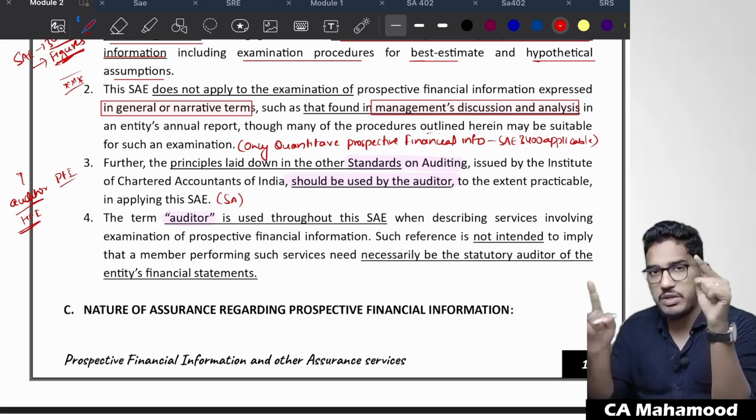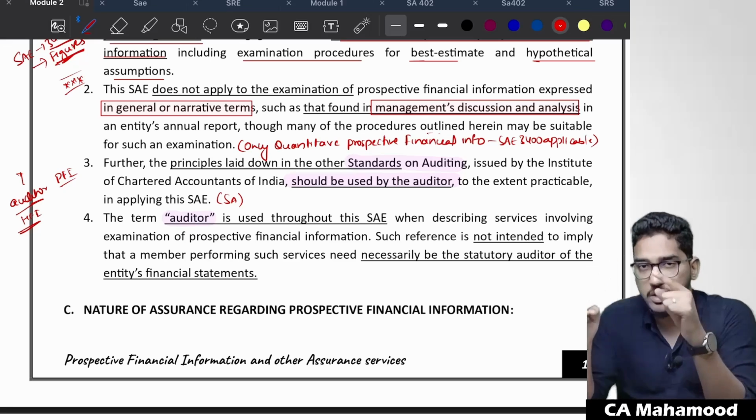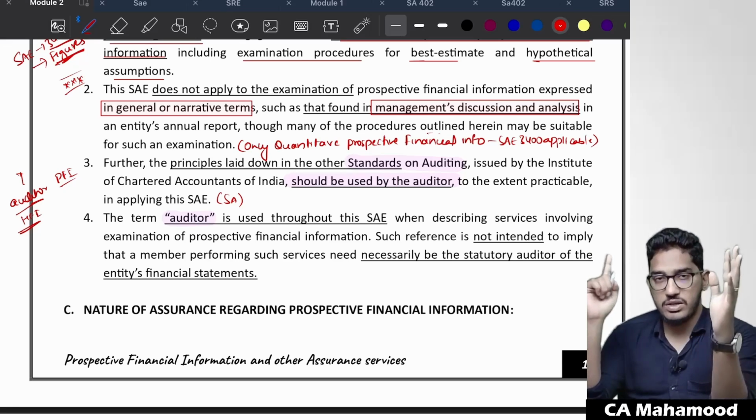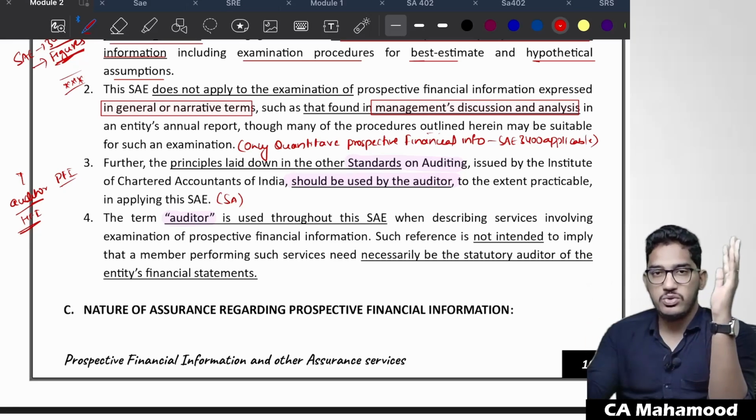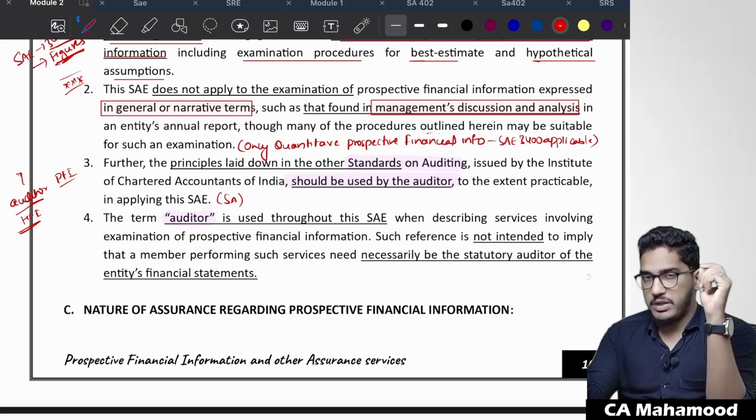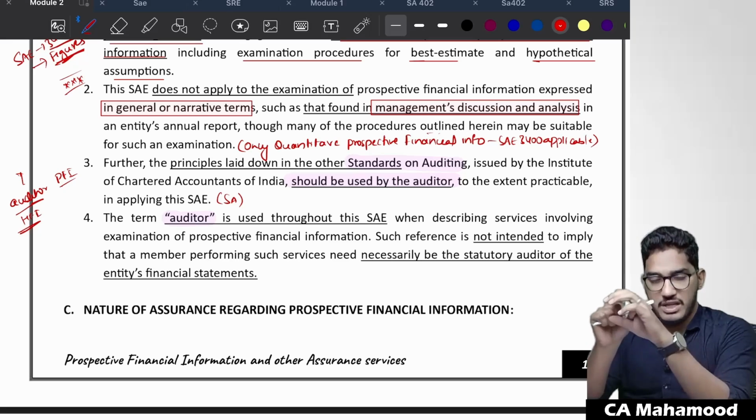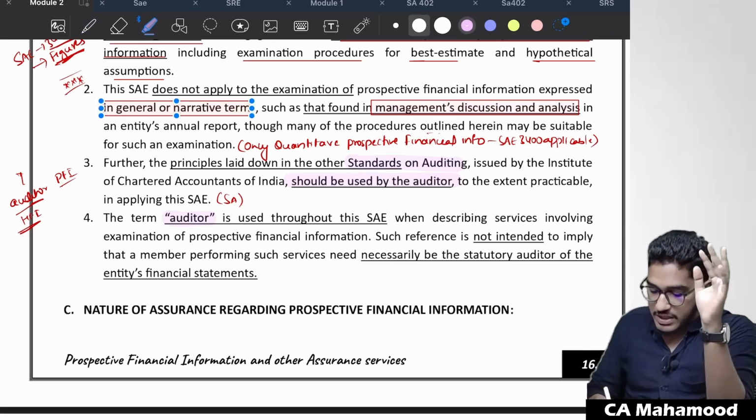Both the engagements can be done by two different persons. There is no mandatory requirement that whoever is conducting the audit of historical financial information should also do the verification of prospective financial information. There is no such requirement anywhere in the standard. So the same thing they clarify here.